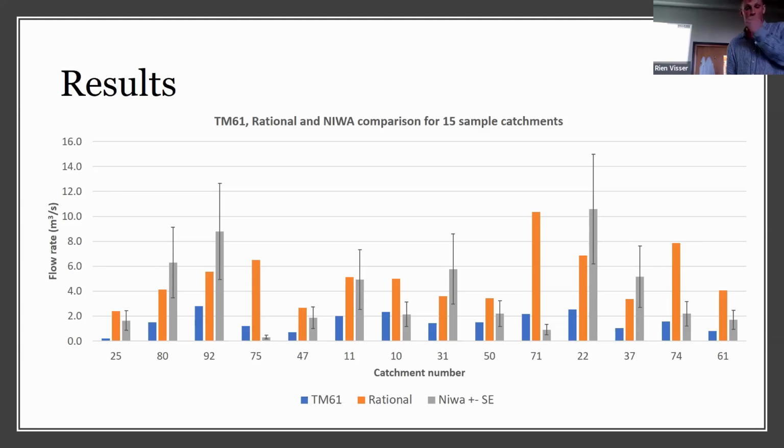Generally, the rational and the NIWA method followed pretty closely throughout. But as can be seen in catchment 75, there were occasions where it gave a very low NIWA flow. But in catchments 75 and 74, the rational method had the ability, on occasions, to give much higher estimates than both methods, which sort of stood out from the regular trend with the NIWA method.